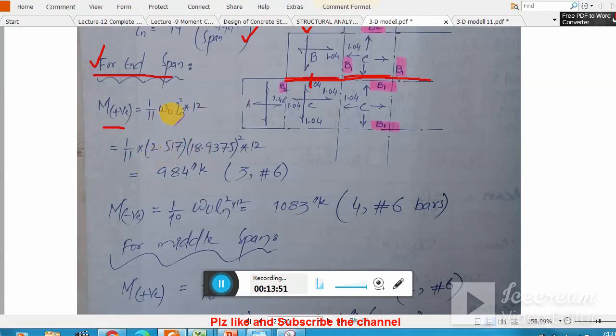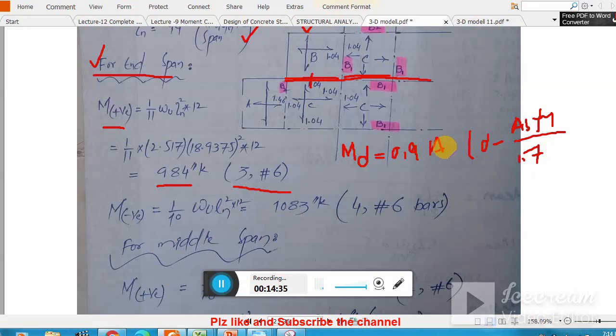So M positive is 1/11 Wu ln squared, times 12 to convert into inches. For 1/11, I got 2.5, already explained, ln is explained, and times 12, you got 984 kip-inch. If you are providing 3 number 6 bars, this is from experience, remember, 3 number 6 bars will cover this moment. How? Because you know the formula. I already wrote down this formula. Md is equal to 0.9 As fy (d minus a), where a is As fy divided by 0.85 fc' b.